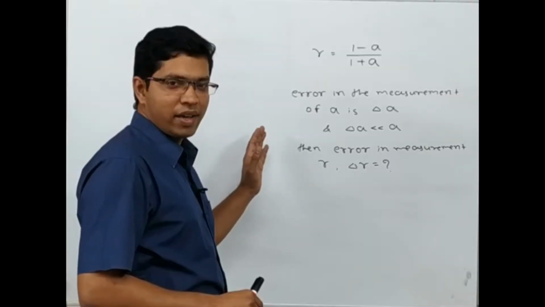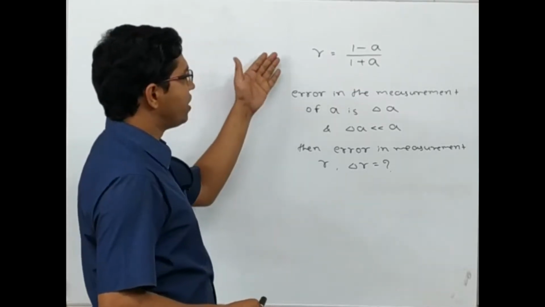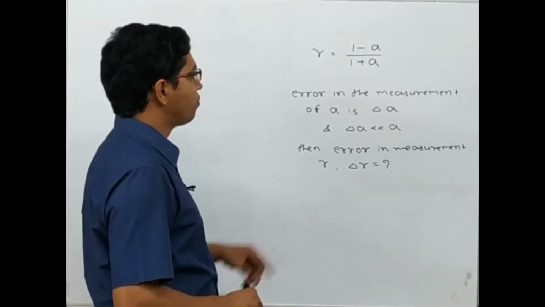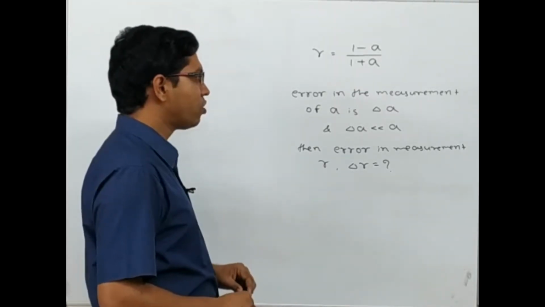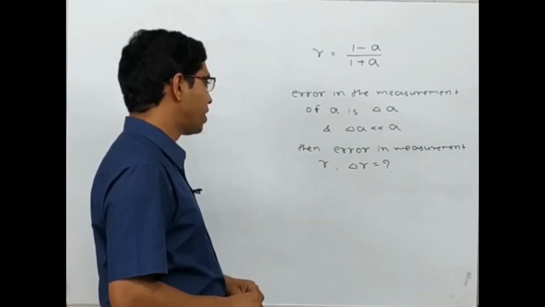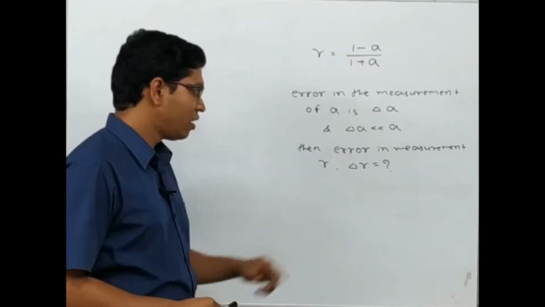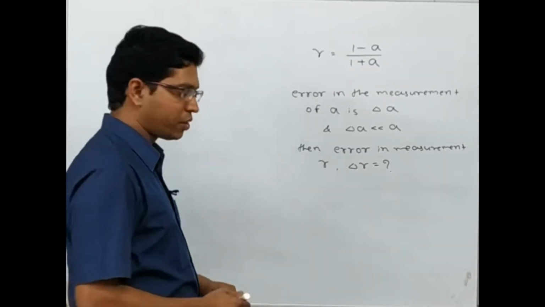So this is the paragraph which is based on the error part. What is given is R equal to 1 minus A upon 1 plus A, and the error in the measurement of A is delta A. Secondly, this delta is very small as compared to A, and what we have to find is the error in the measurement of R, that is delta R equal to what.